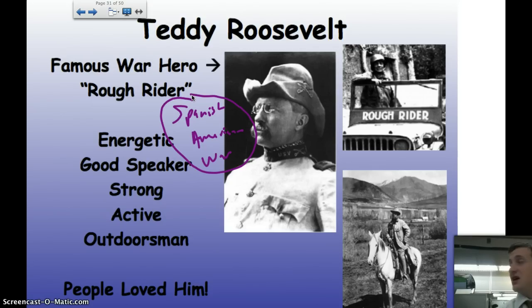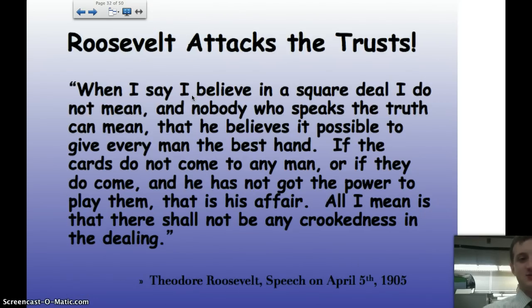He was very energetic, very good speaking, kind of like me, strong, kind of like me, active, just like me. He was an outdoorsman. So basically, I could be very much like Teddy Roosevelt. I'm kidding. But people love this guy, just like me. No. People love Teddy Roosevelt. Very powerful. In fact, he's probably one of the top 3 most liked presidents we have ever had in our country's history. So here's what Roosevelt does.